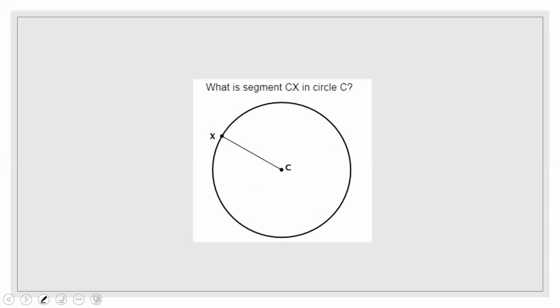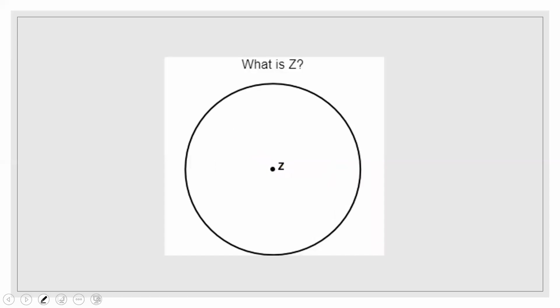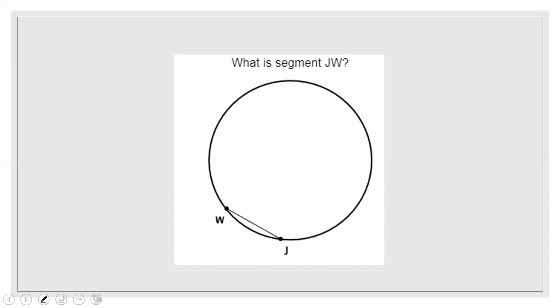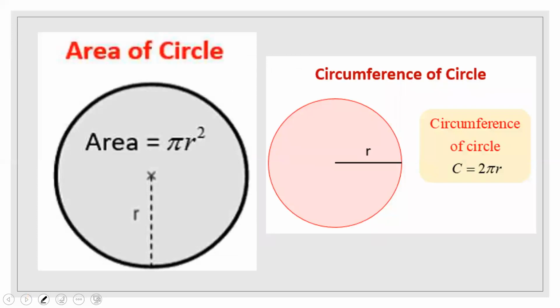Right here, we're going from the middle of the circle to the outside of the circle. That's our radius. And this, we just have the center of the circle, so we'll just call that our center, which wasn't part of the diagram I showed you, but that is the center. Okay, here it's a line segment from W to J. That's a chord.